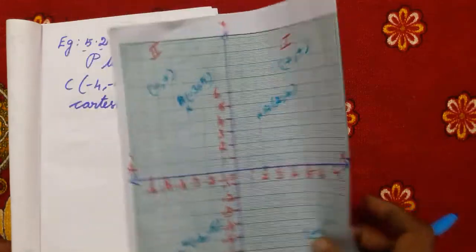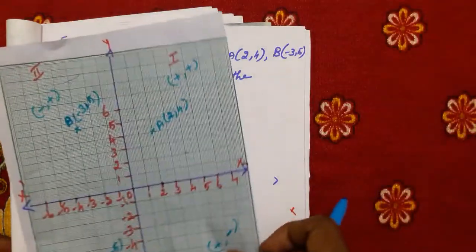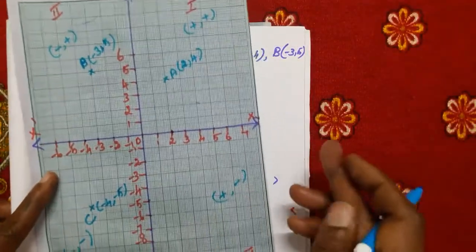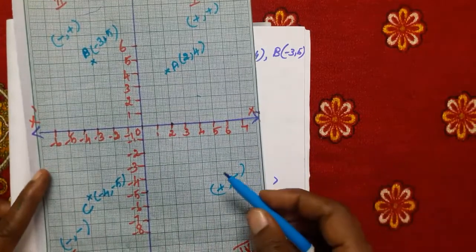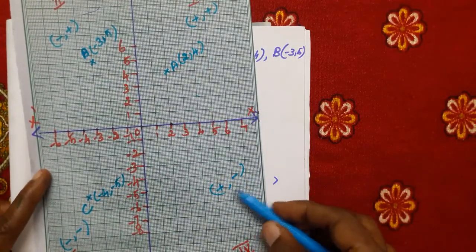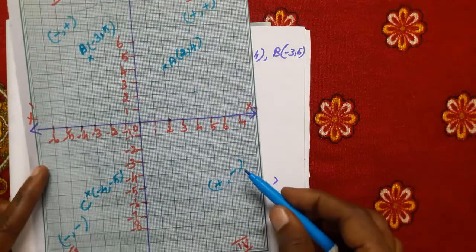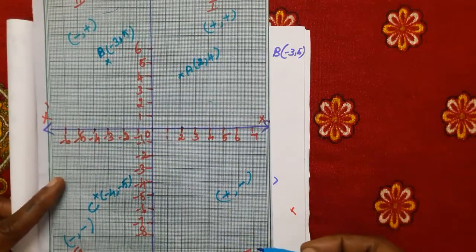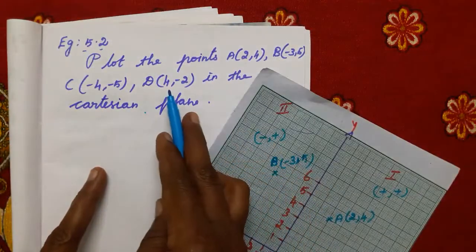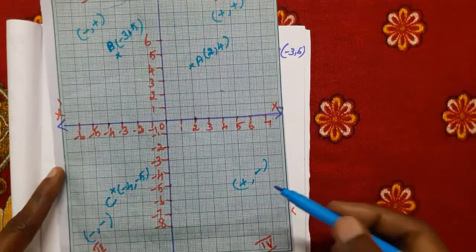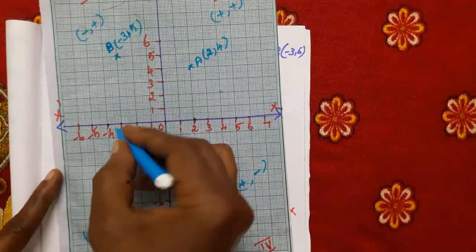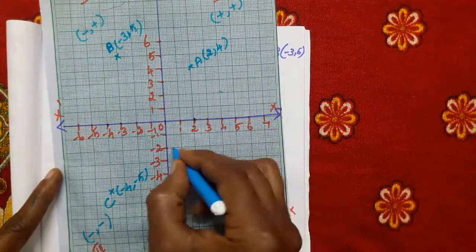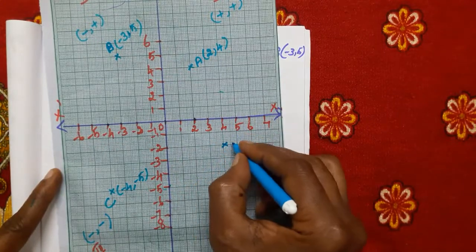Next, the fourth one, (4, -2). Positive comma negative. Positive comma negative means which quadrant? It lies in the fourth quadrant. (4, -2) means it lies in the fourth quadrant. Okay. In the x coordinate 4. Here minus 2. (4, -2).